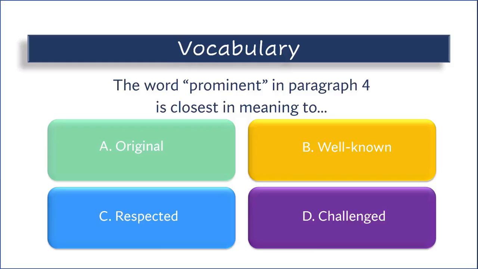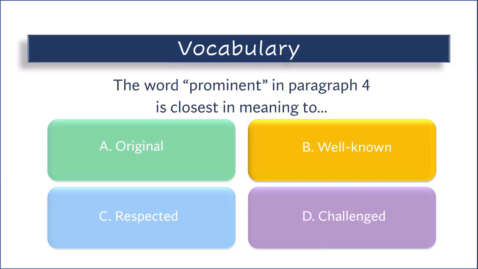The definition of original is present or existing from the beginning, first or earliest. C is incorrect because the passage does not discuss whether Gardner's theory is respected or not. The definition of respected is deeply admired or esteemed. D is incorrect because while the passage does state that not all psychologists accept Gardner's theory, it does not suggest that they disagree with his theory more than any other theory. The definition of challenge in this context is dispute the truth or validity of. The correct answer is B.